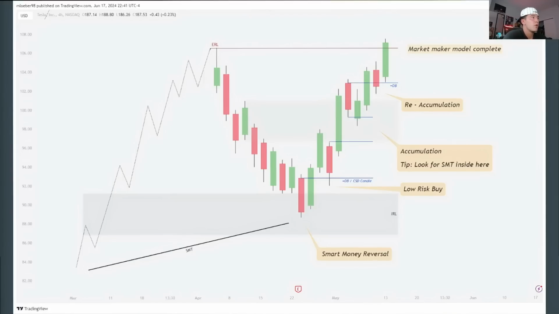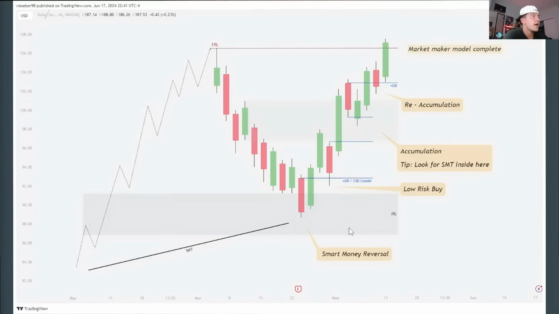Now, since both the S&P 500 and the NASDAQ are still in discount of that daily dealing range, I'm still going to anticipate the NASDAQ to play catch up and continue completing its market maker buy model. I'm not looking for price to reverse in discount. I would understand a reversal if we were in premium of that daily dealing range. But since we have not reached premium, I'm still going to look for longs for NASDAQ to complete its market maker buy model like the S&P 500 did.